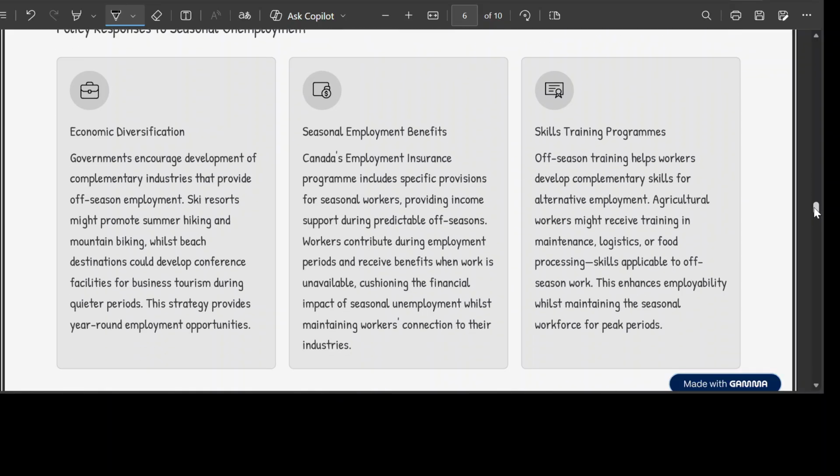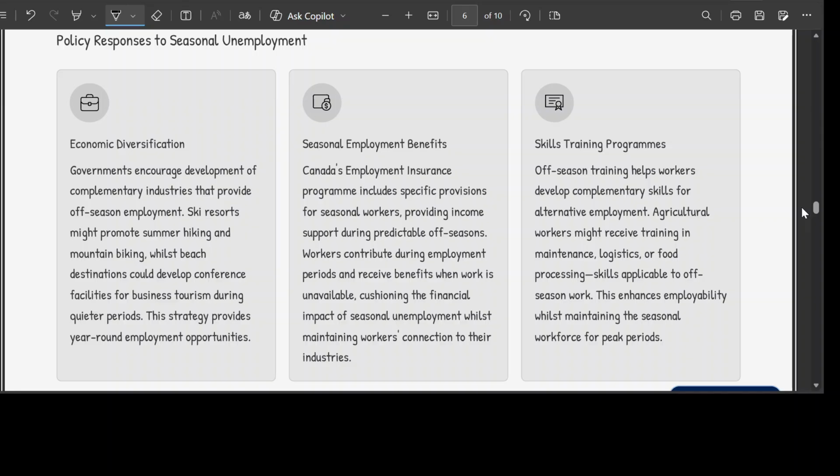Now, the policy response for seasonal unemployment is skill training programs. Very, very important, because off-season training helps workers develop complementary skills for alternative employment. During the off season we need some skills so that we can retain our employability. So agriculture workers might receive training in maintenance, logistics, and food processing skills, which can enhance their employability while maintaining the seasonal workforce for the peak periods.